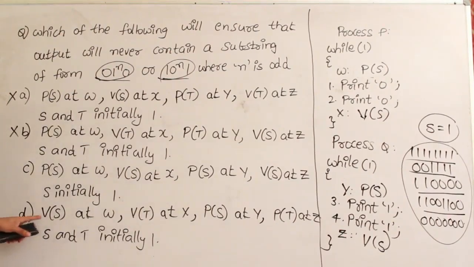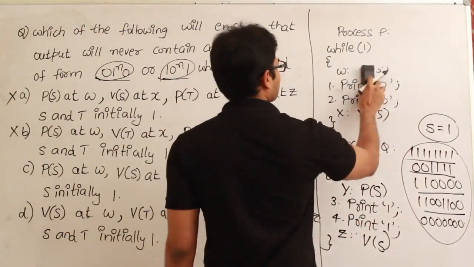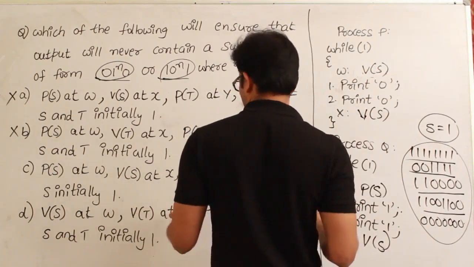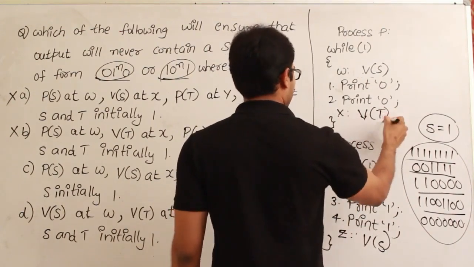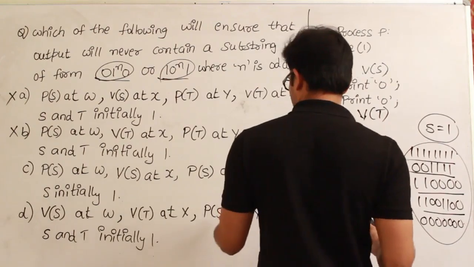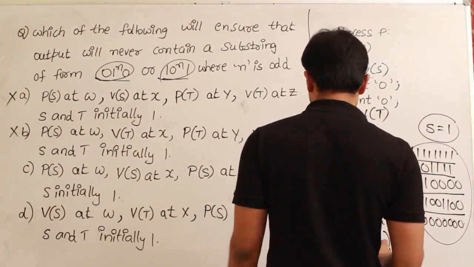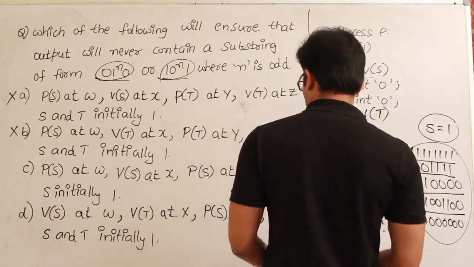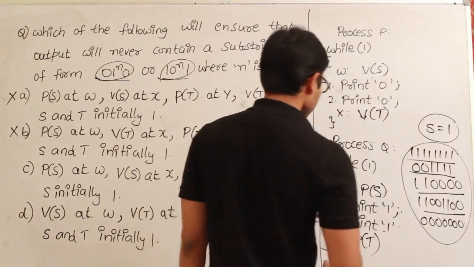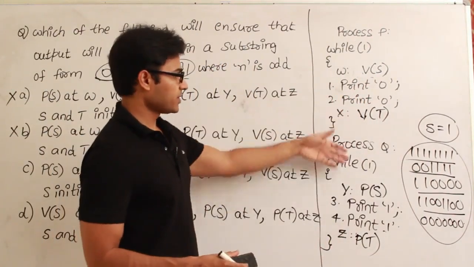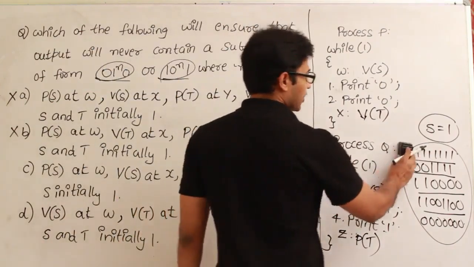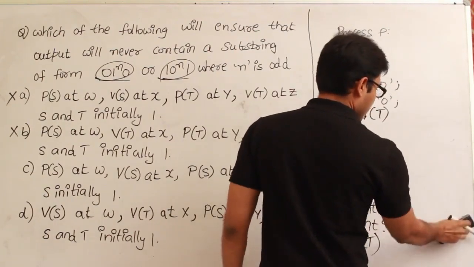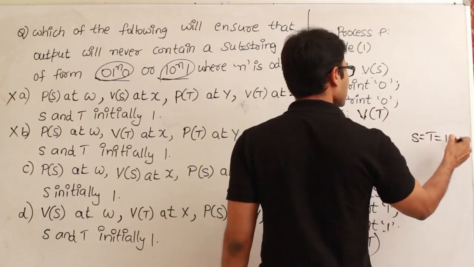Got it? And next one is, at W it is V of S, and at X it is V of T, and at Y it is P of S, and at Z it is P of T. So here both ups are taking place and here both downs are taking place, and both are initialized to 1, which means both S and T are initialized with the value of 1. So here S equals T equals 1.